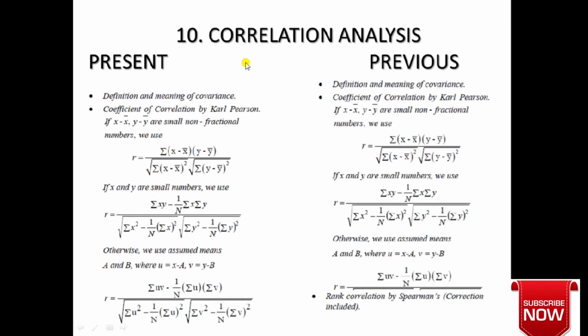Next we have correlation and regression. In correlation and regression you can see that the part that is present here has been removed, that is rank correlation by Spearman's correlation method. You need not do this one. See, you have to do up to here. No part has been removed from here. So the only part that has been removed is rank correlation by Spearman's correlation method.